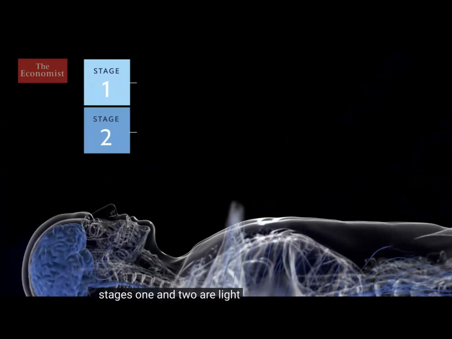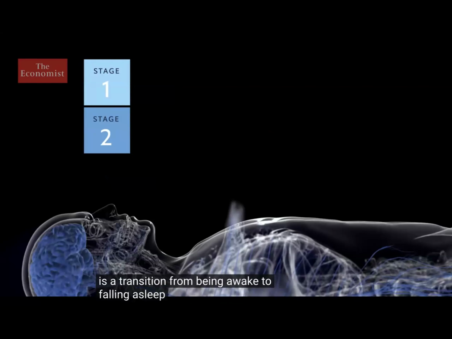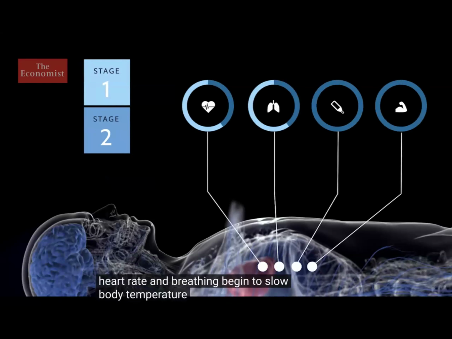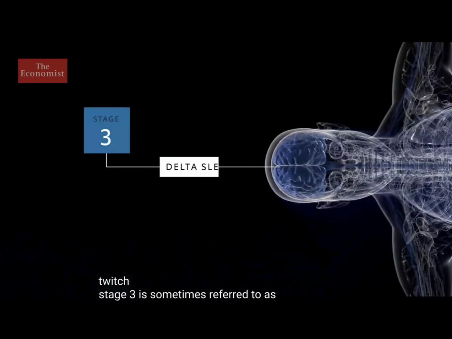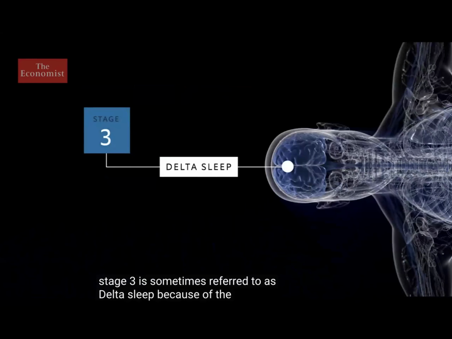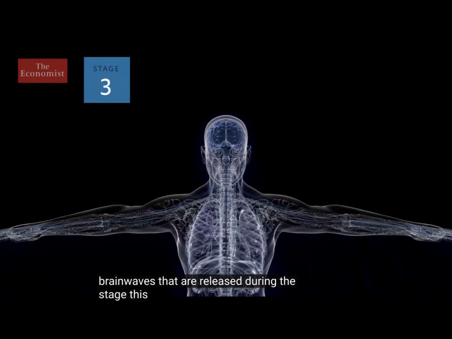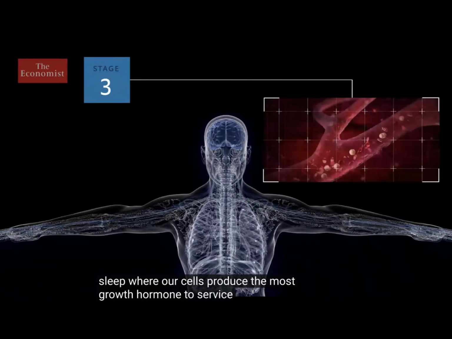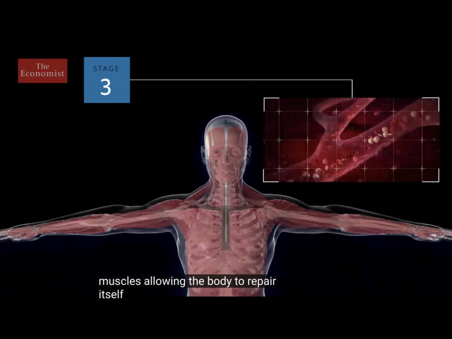Stages 1 and 2 are light sleep. This is the transition from being awake to falling asleep. Heart rate and breathing begin to slow, body temperature falls, and muscles may twitch. Stage 3 is sometimes referred to as delta sleep because of the slow delta brainwaves that are released during this stage. This is the first stage of deep sleep, where our cells produce the most growth hormone to service bones and muscles, allowing the body to repair itself.